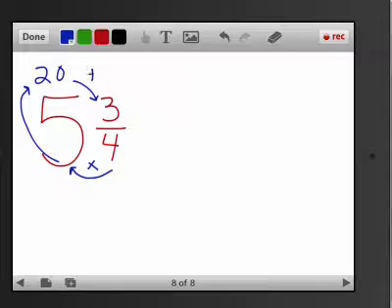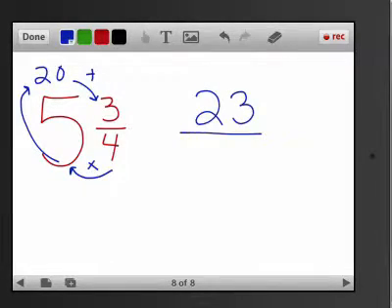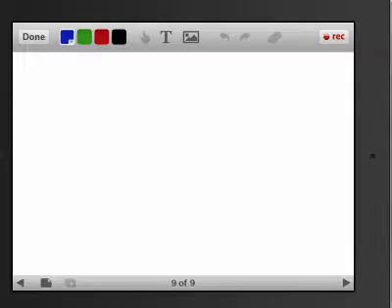20 plus 3 is 23. And my denominator is a 4. If you got 23/4, you were correct. Now what we're going to do is the opposite. We're going to take an improper fraction and make it back into a mixed number.